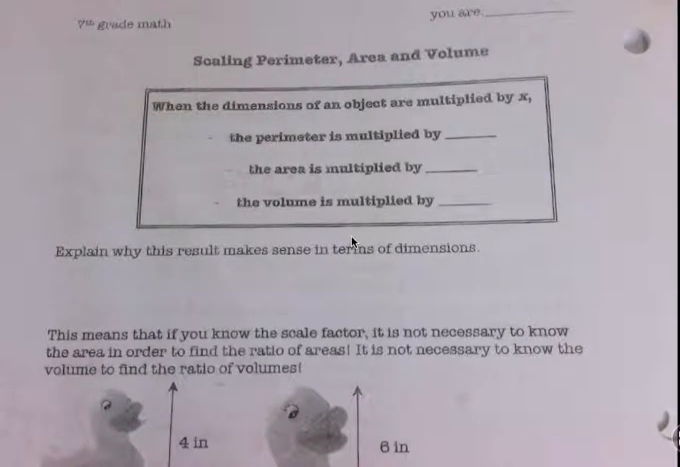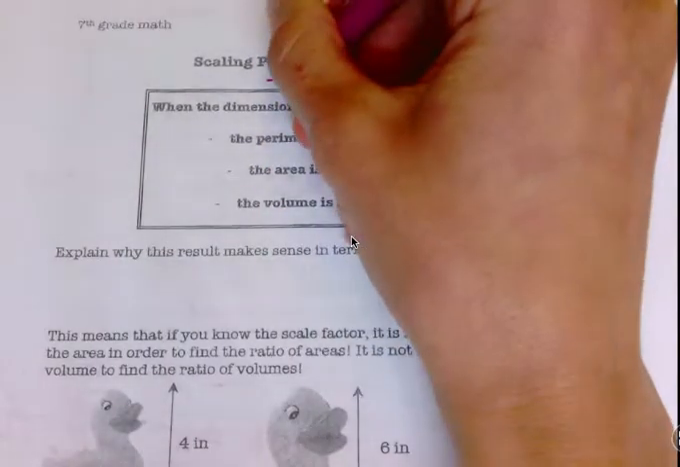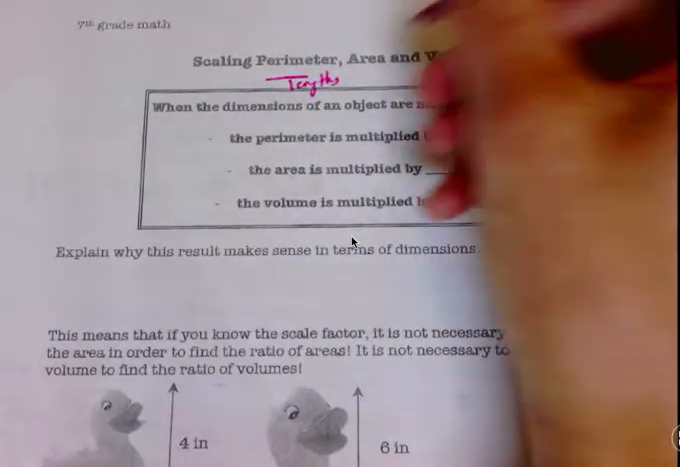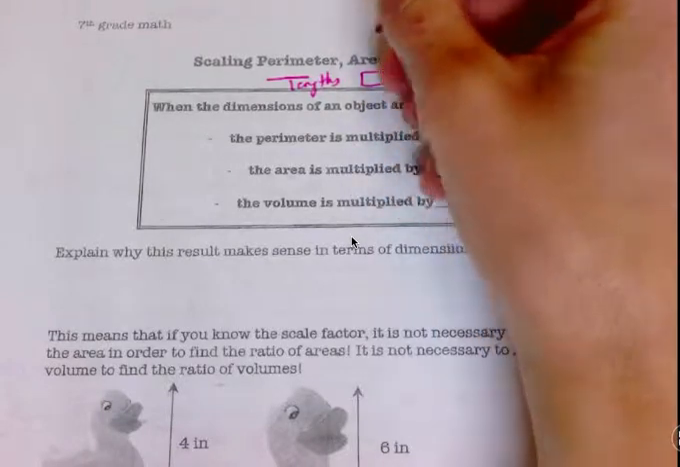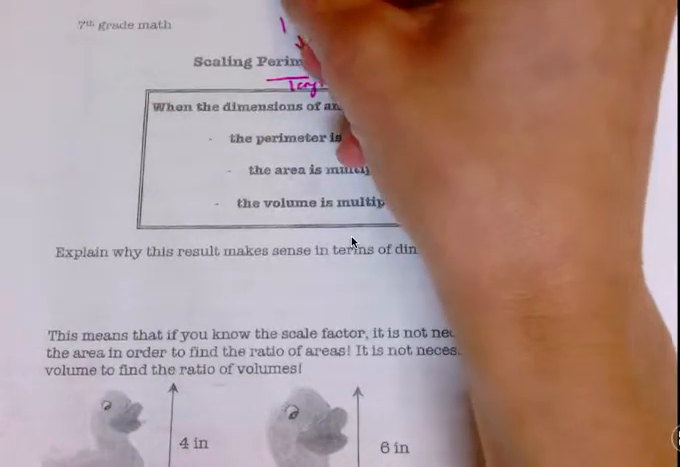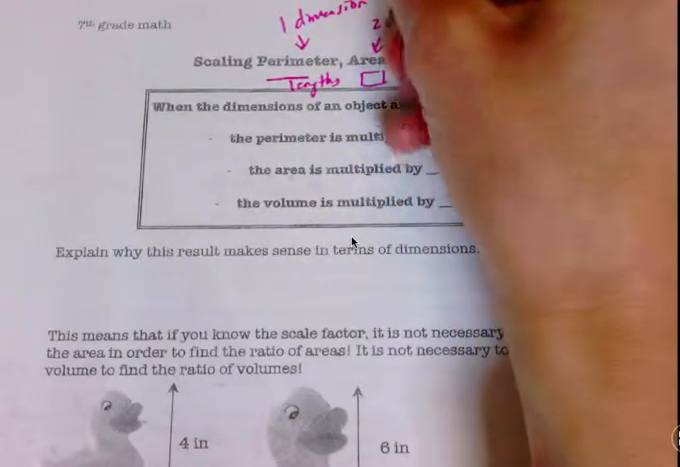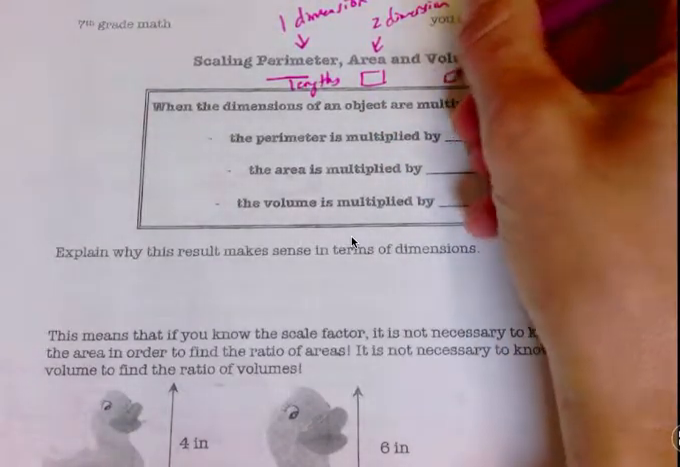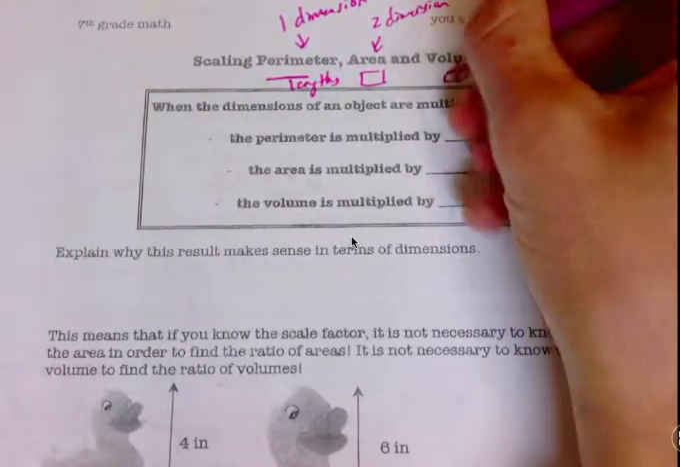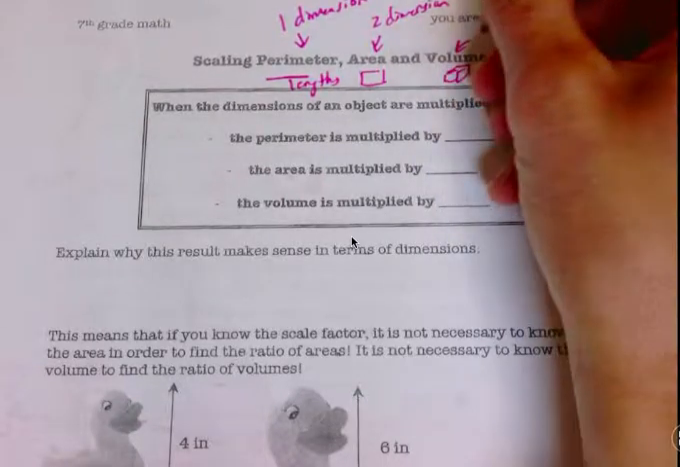Alright guys, we're going to talk about scaling perimeter, area, and volume. So just a couple of things. Perimeter refers to lengths, right? Which is one dimension. Area refers to some two-dimensional space, like length and width. And volume is this three-dimensional concept of height included with base and length as well. So three dimensions.